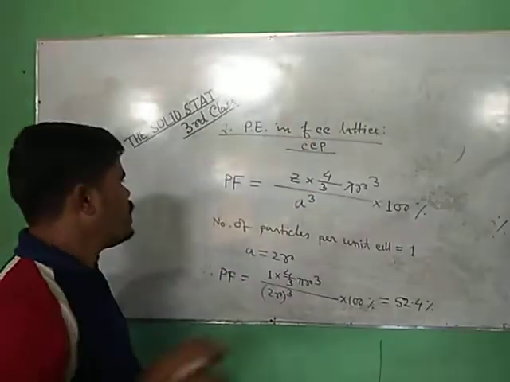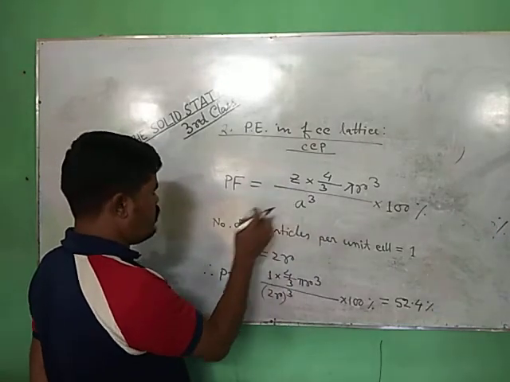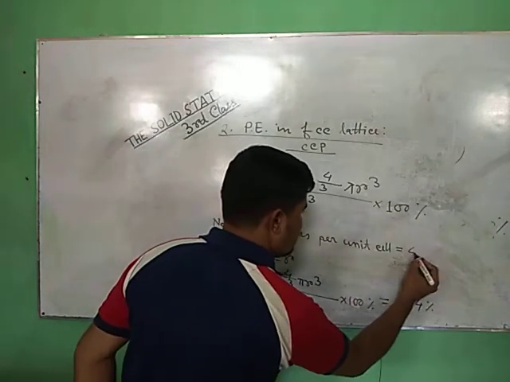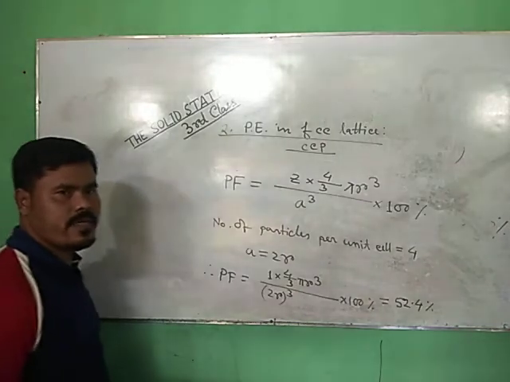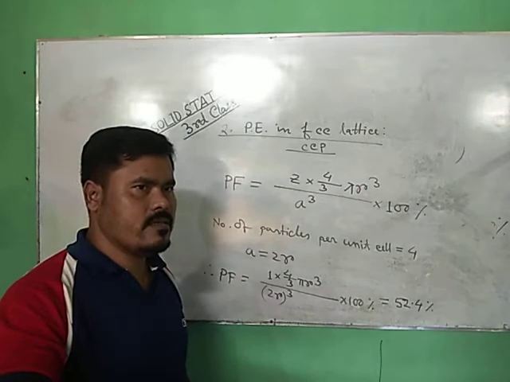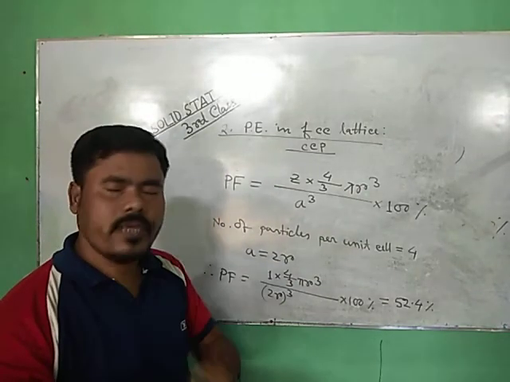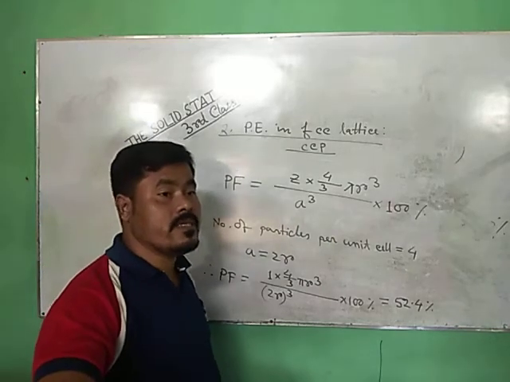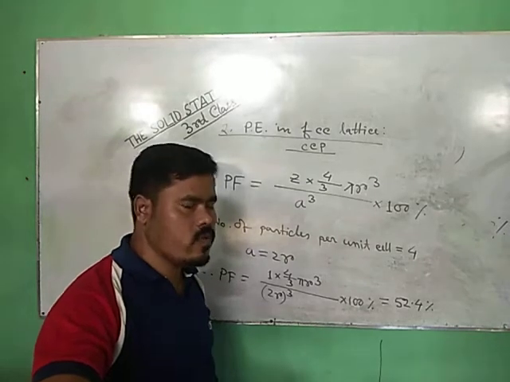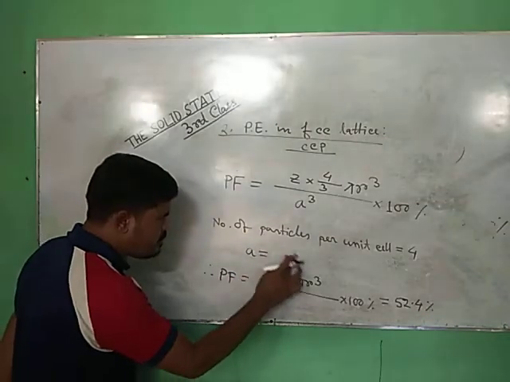What is packing efficiency? This. To get the numerical value, we have to know the number of particles per unit cell. For FCC, you have to remember this: 4. How was it 4? The particles are at the corners, 8 into 1 by 8, plus the particles present at the center of faces, 6 faces, 6 into half. So the total number of particles is 4.